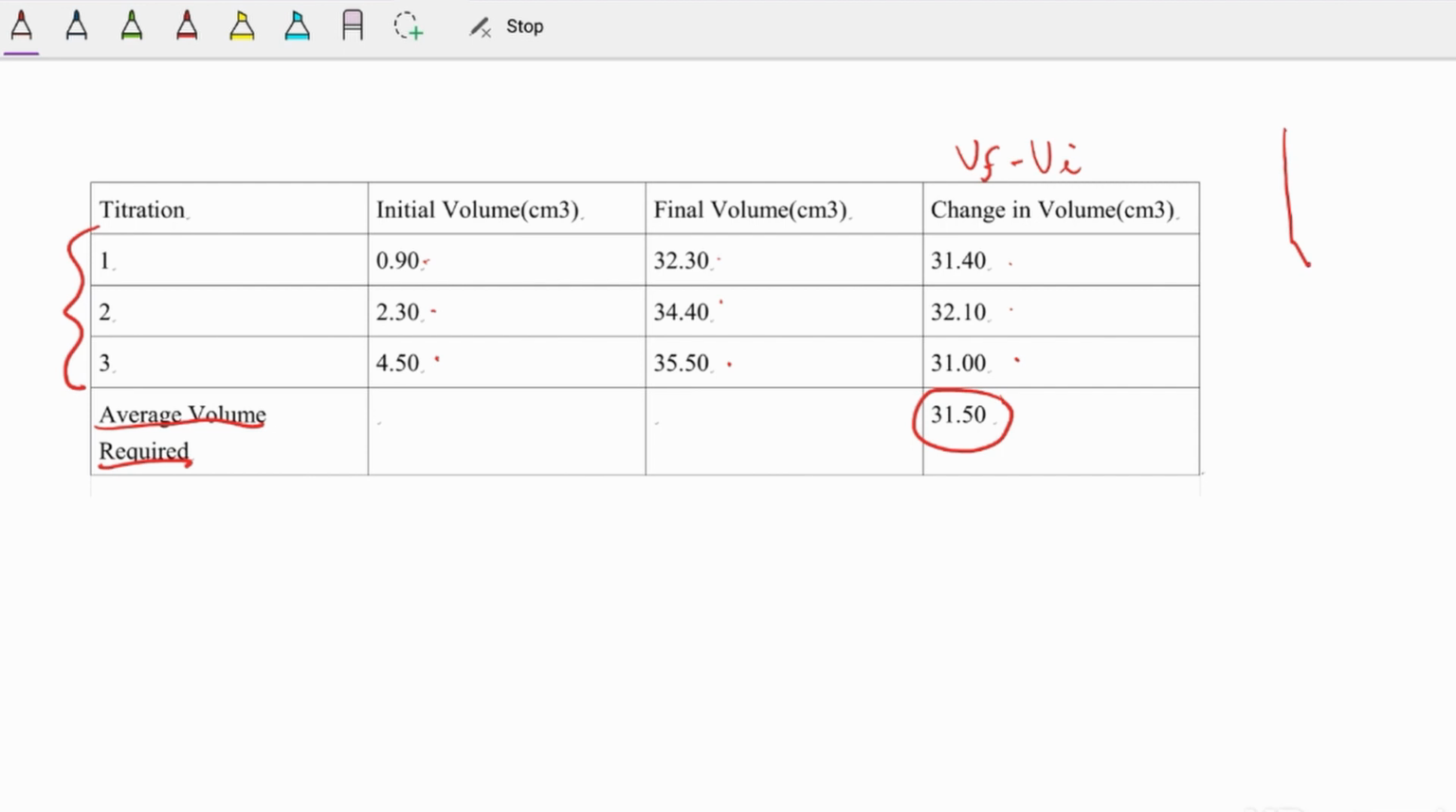If I quickly go back to your burette, remember you started with an initial volume and you performed your titration. Remember, in here we had hydrochloric acid and in here we had sodium hydroxide, so the amount of acid that we required to neutralize the sodium hydroxide was 31.50 cubic centimeters on average.